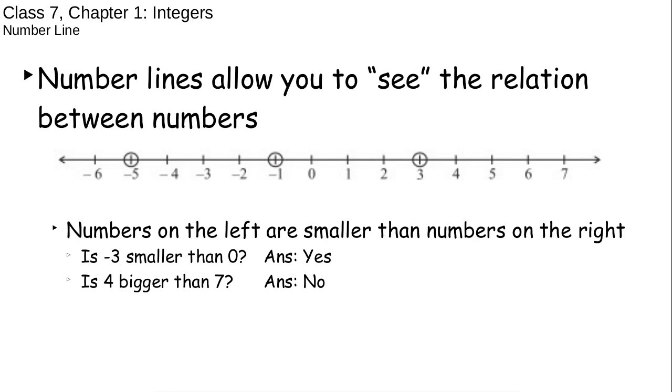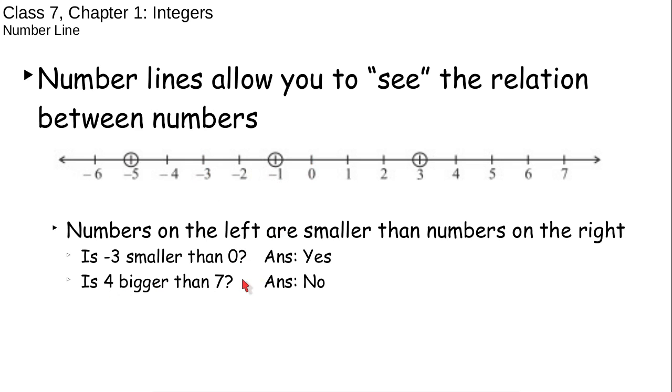Remember, we mentioned that number lines allow you to see the relationship between numbers. And we also told you that numbers on the left side are smaller than numbers on the right side. So can you answer, is -3 smaller than 0? Let us see where -3 is located. -3 is here. And 0 is here. -3 is to the left side of 0 on the number line. So yes, -3 is smaller than 0.